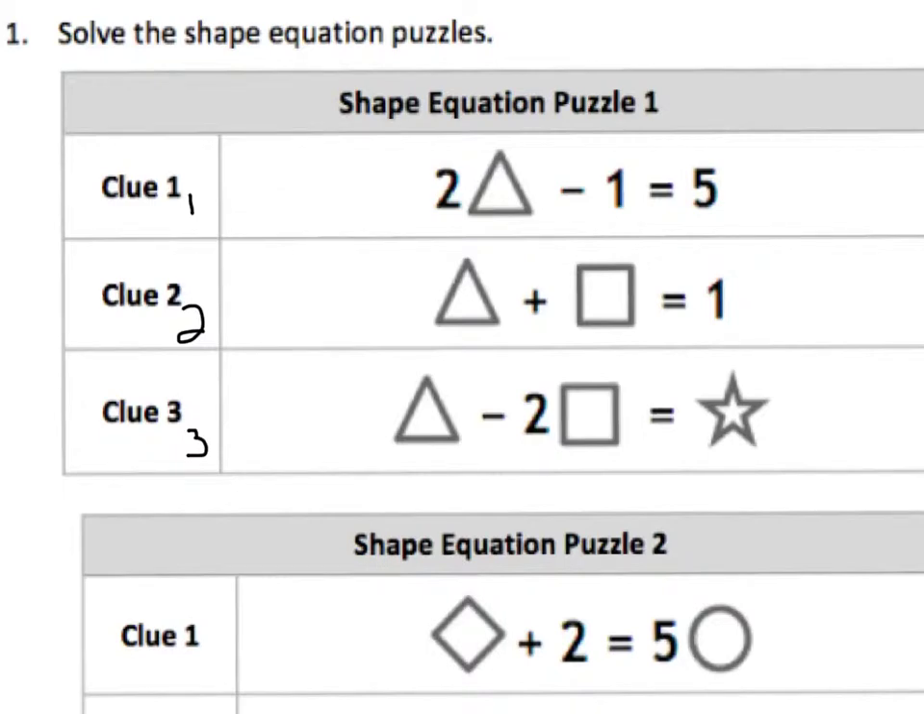Look, 2 times a number minus 1 is 5. Well, if I take 2 times 3, I get 6. Subtract off 1, I get 5. And boom, Bob's your uncle. The triangles have to be 3.